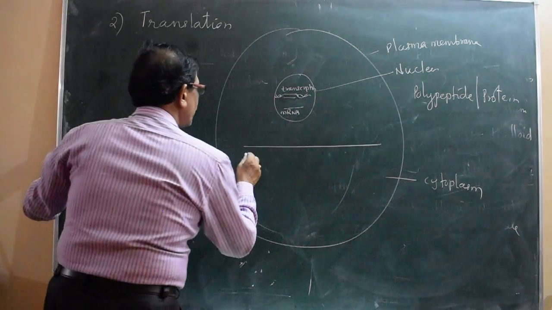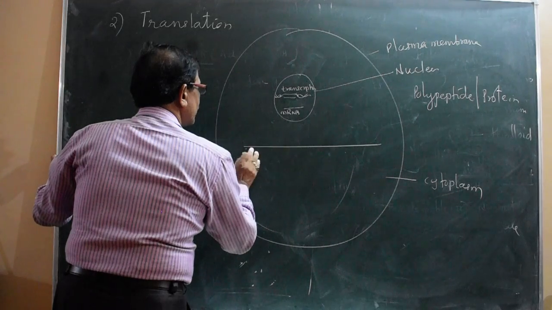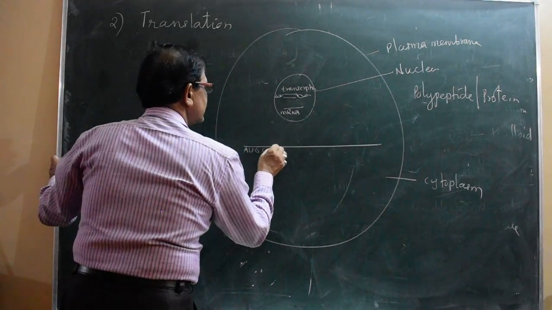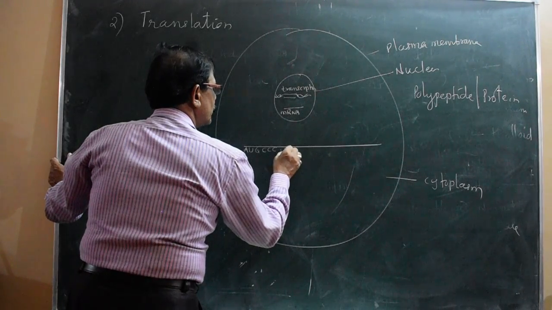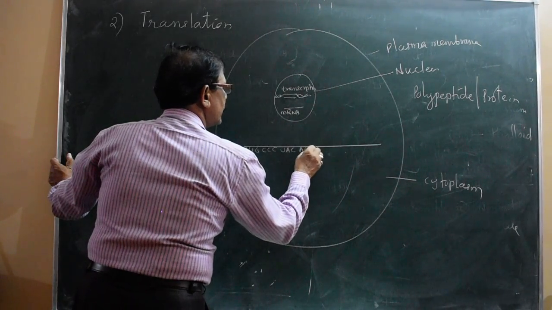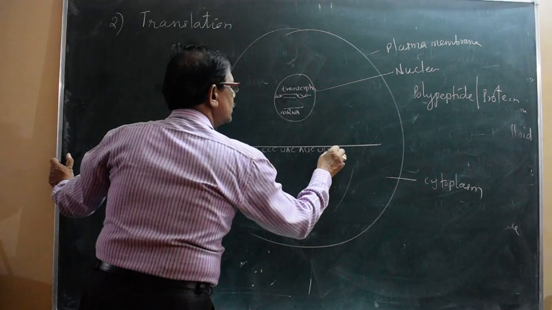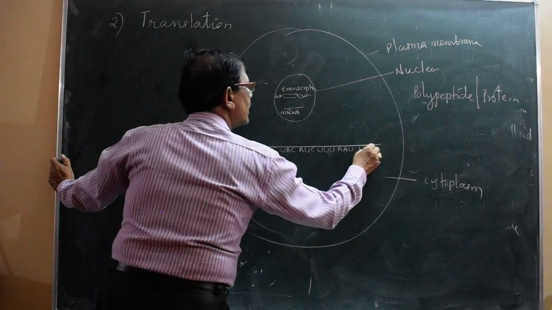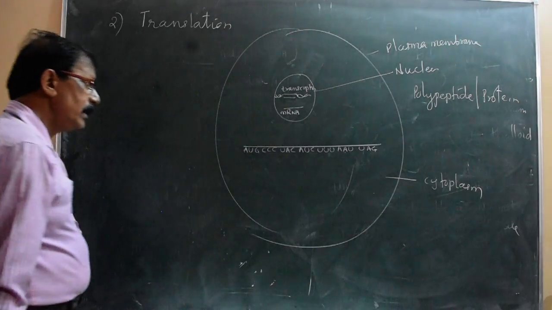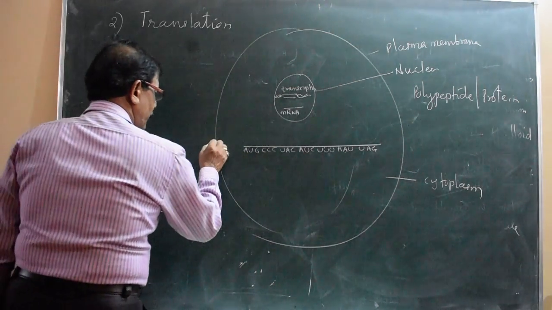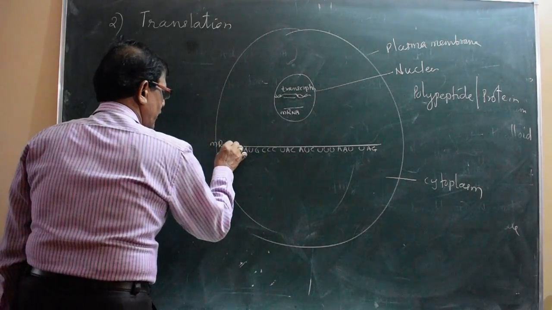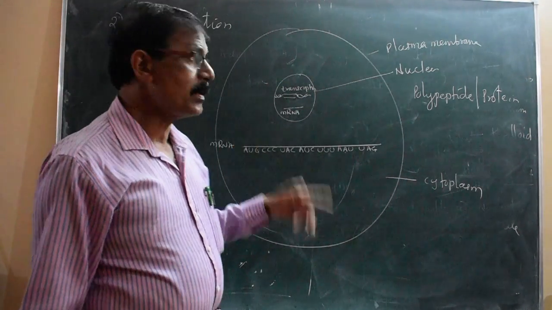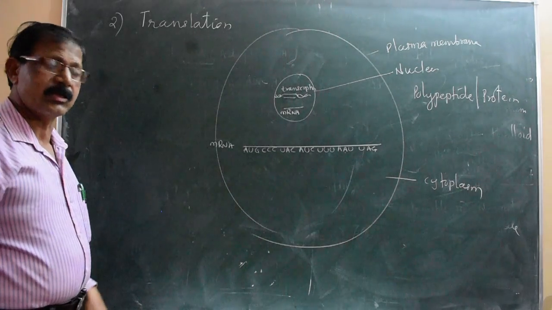Here the different types of bases are there: A, U, G, maybe C, C, then U, A, C, then A, U, C, U, U, U, A, A, U, and then U, A, G. These are the different bases present on mRNA. This is mRNA. Transcription is done, mRNA has come. Now start the process called translation.